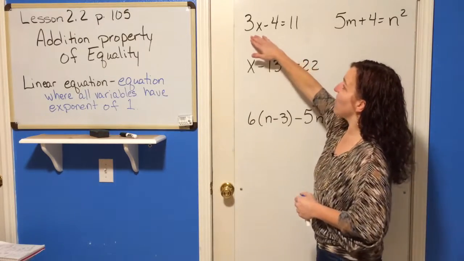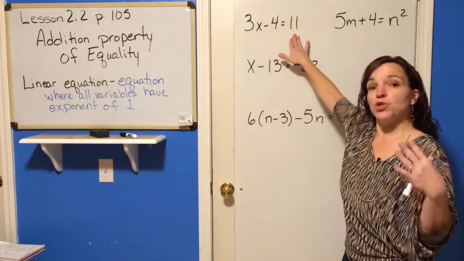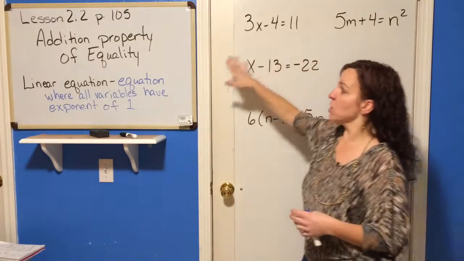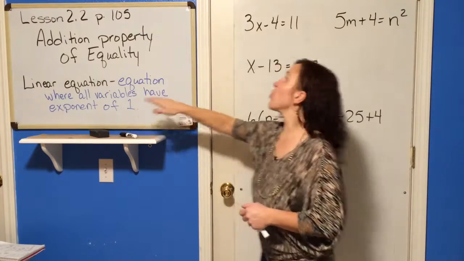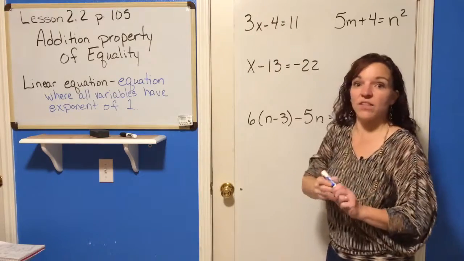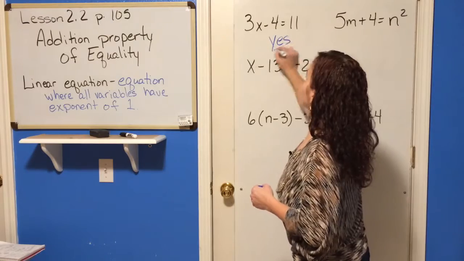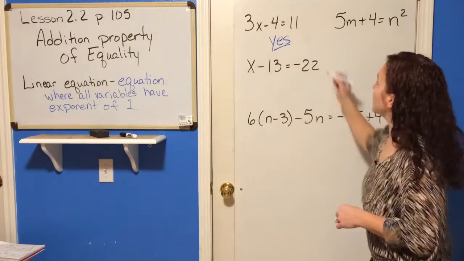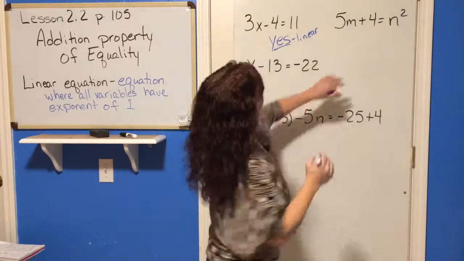So the first one I have here is 3x minus 4 equals 11. All you have to do to determine if this is a linear equation is look to see, are the exponents on all the variables 1? So x is my only variable, and yes, the exponent is 1. So yes, this is linear. All right, so linear.